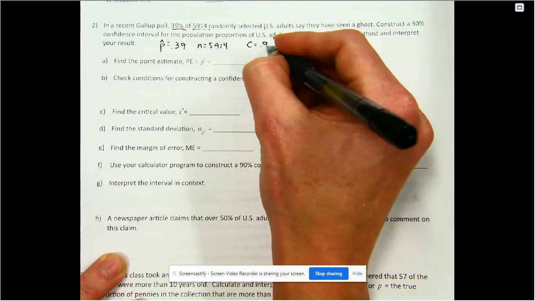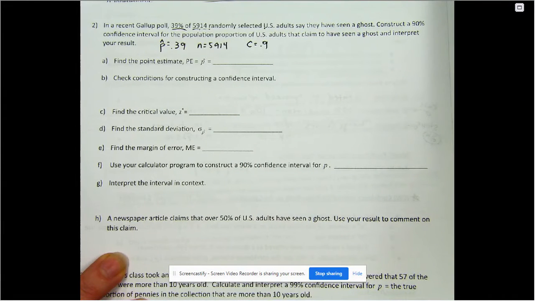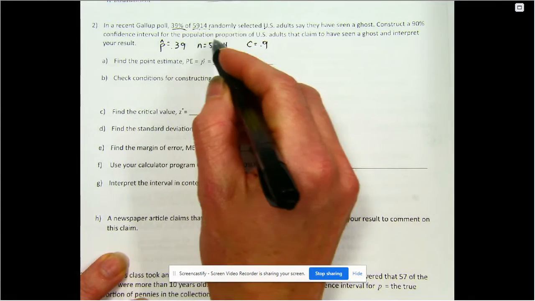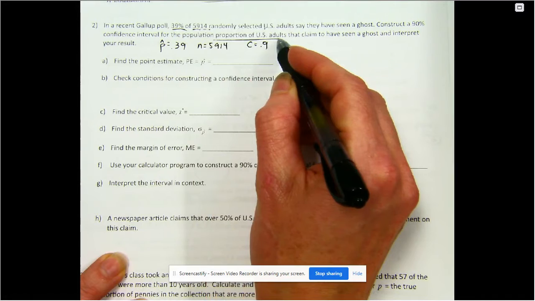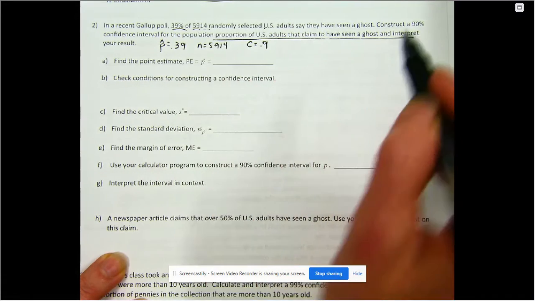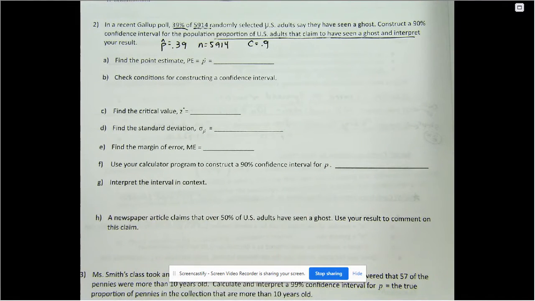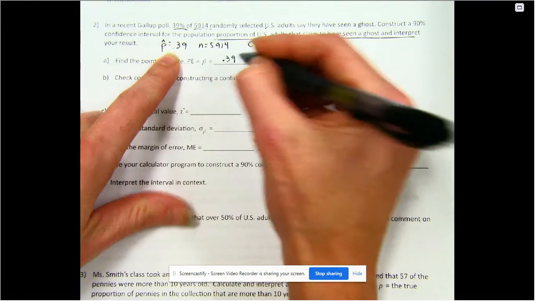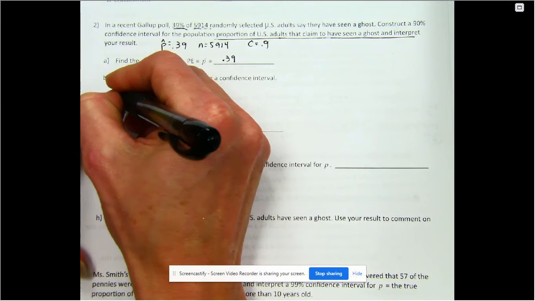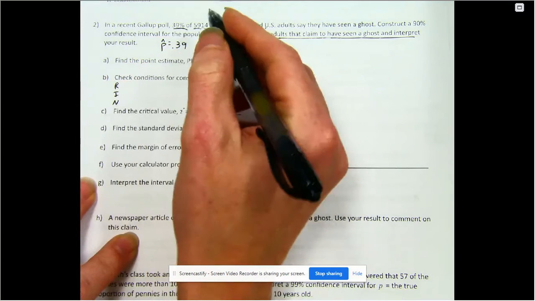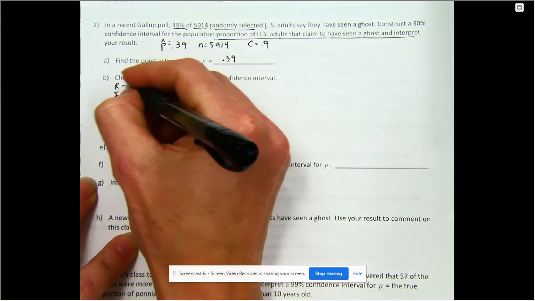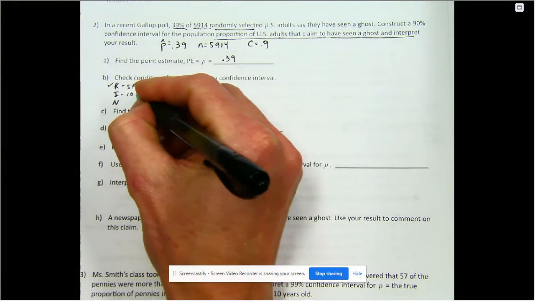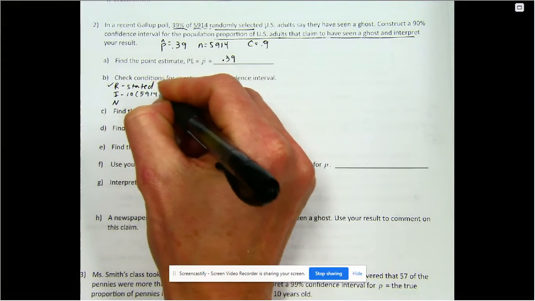I'm going to go ahead and write that as a decimal. And we're going to be constructing an interval to estimate the population proportion of U.S. adults that claim they've seen a ghost. All right. So the point estimate p hat, they actually just gave it to us, 0.39. Check conditions: random, independent, normality. Random, they told us. It's stated. Check. Independence, 10 times n, 5,914.